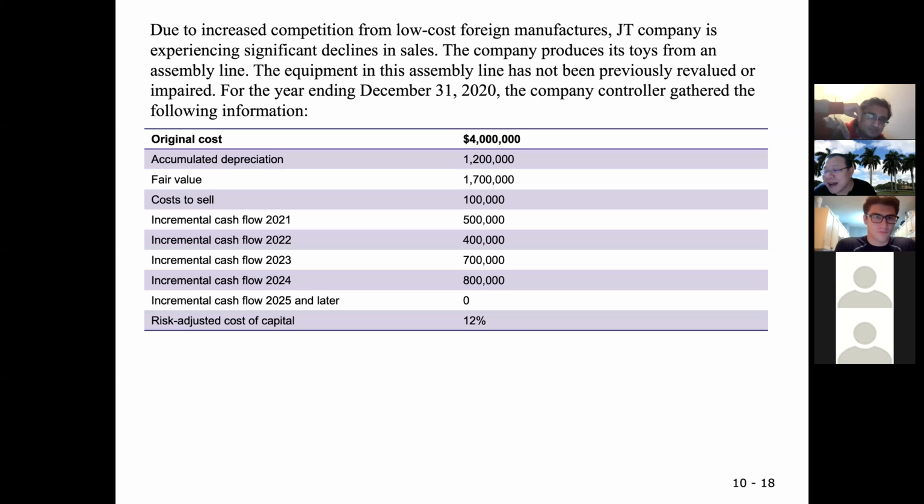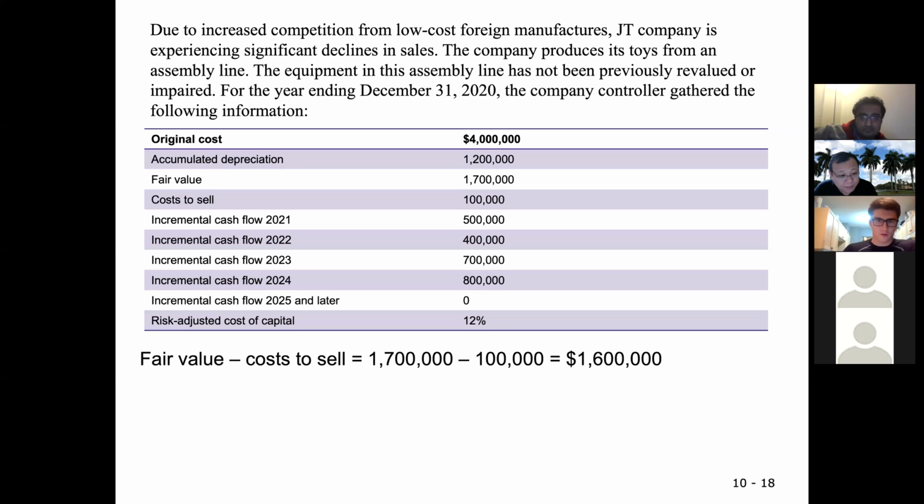What is the fair value less cost to sell? 1.6 million. Yeah, 1.6 million, right? Fair value 1.7 minus 100. Okay, so if you sell it, that's the amount of money you get, right? 1.6 million. What about the value in use? If you use it, if you don't sell it, if you use it, what is the value in use?